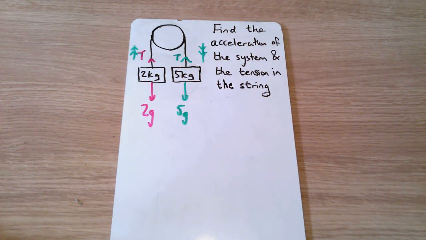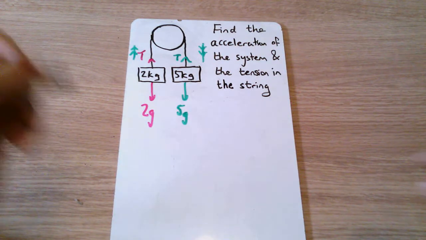Now the question is asking us to find the acceleration of the system and the tension in the system, or the tension in the string. Now to do this, we've said that this is a connected bodies question. When we do connected bodies, we can either treat the whole system as one, or we can look at each particle individually. Whenever I do a pulley question, I look at each particle separately.